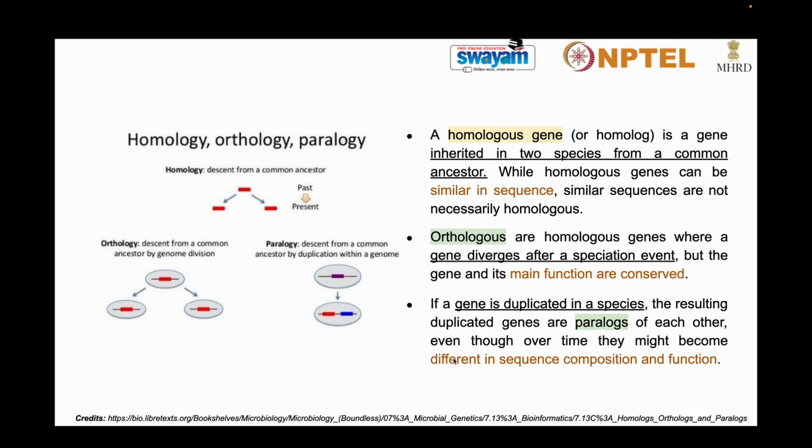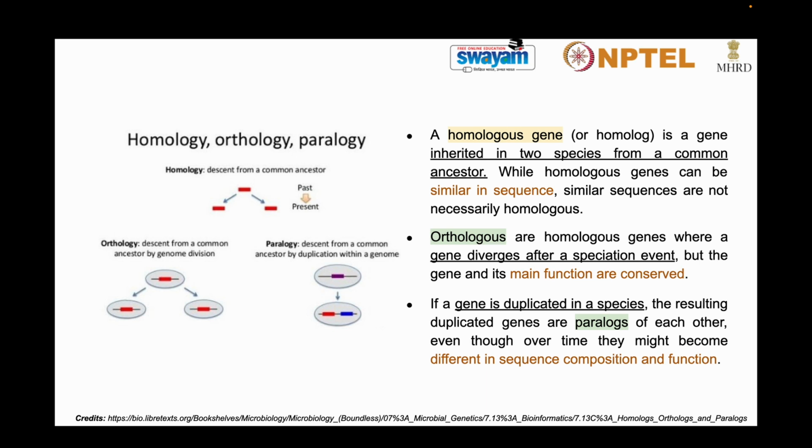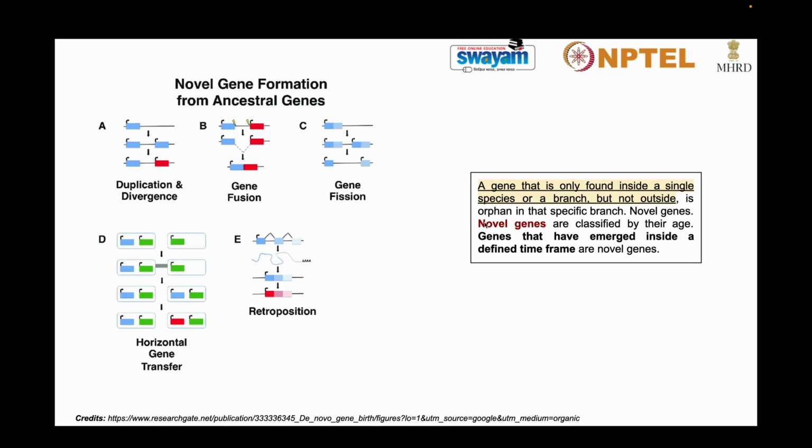I hope now it is clear what the orthologous gene meant in the question, in which they said that this OZ gene does not have orthologs in other species. It meant that the OZ gene was not inherited from some common ancestor because there are no orthologs present. So this gene is novel. Now let's see what novel means. A novel gene is a gene that is only found inside a single species or a branch but not outside, and it is also regarded as an orphan in that specific branch.